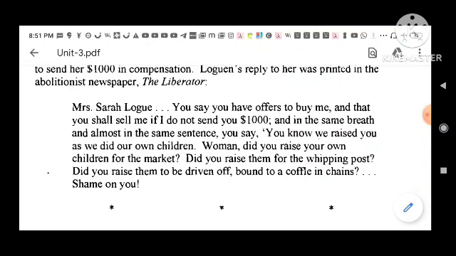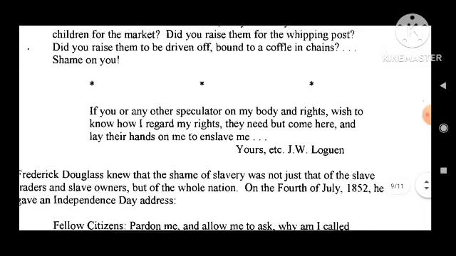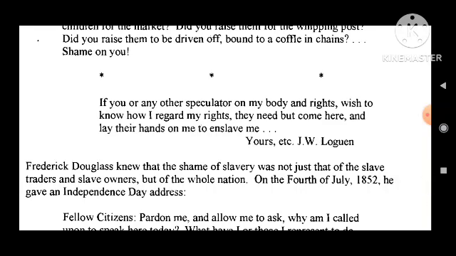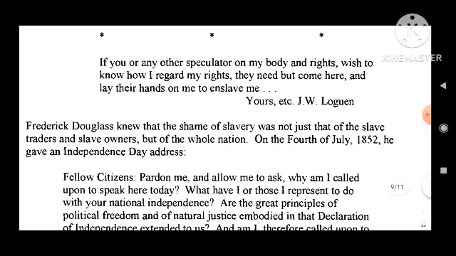Woman, did you raise your own children for the market? Did you raise them for the whipping post? Did you raise them to be driven up, bound to a coffin in chains? Shame on you. If you or any other speculator on my body and rights wish to know how I regard my rights, they need but come here and lay their hands on me to enslave me. Yours, etc., J.W. Logan.